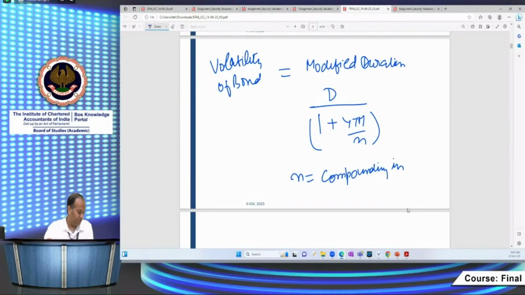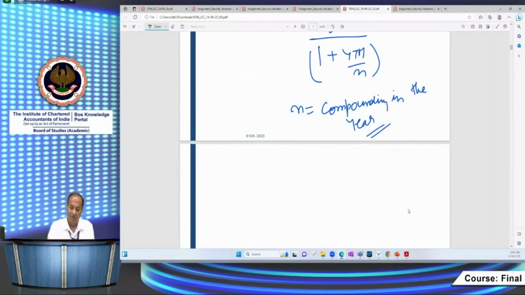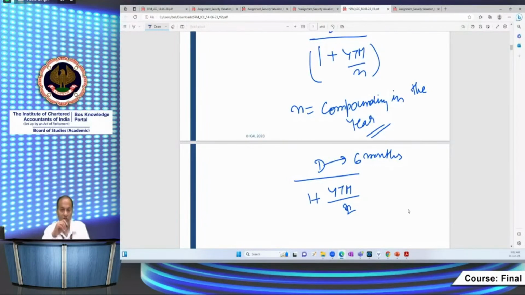Okay, compounding in the year. For example, in case of semi-annual, the duration will be in 6 months. How many 6 months are there? Upon 1 plus YTM, that will be semi-annual, so we divide it by 2, because YTM is always year based.